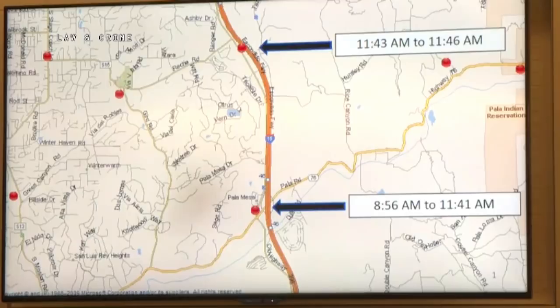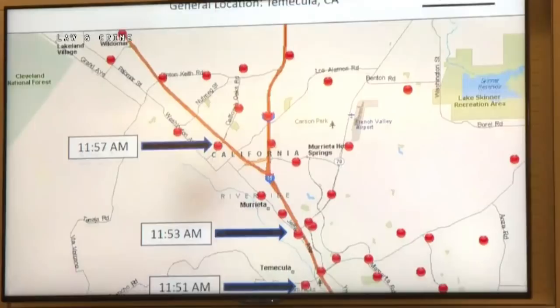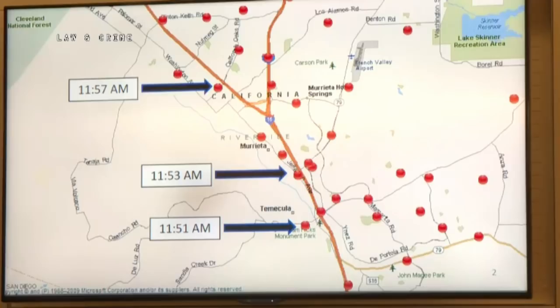5:22. Do you have that in front of you? Numbers are on the back. Yes. Okay. And what is that? It's the continuation. It's the next slide, which would be the next series of cell tower connections, beginning at 11:51, followed by 11:53 a.m., and with the next call at 11:57 a.m., where the cell phone shows those towers consistent with the northbound Interstate 15.